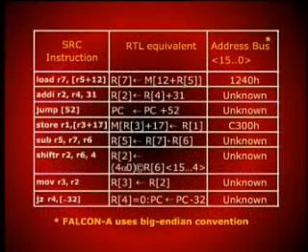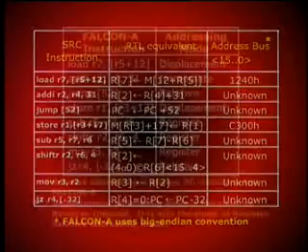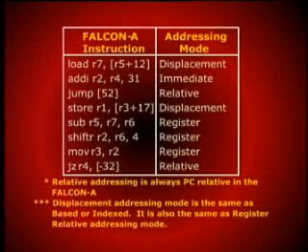Now you could go through the other instructions in the same way and define the activity on the address and data bus and the control signals in the form of read and write memory. The next table gives you the solution to part B, where you need to indicate the addressing mode for each instruction. In the case of load instruction, the first one, you could see the addressing mode is a displacement mode.